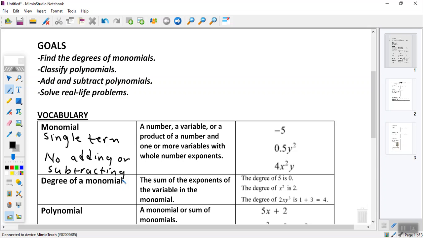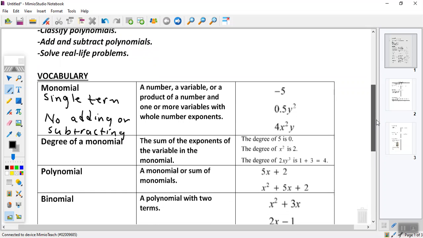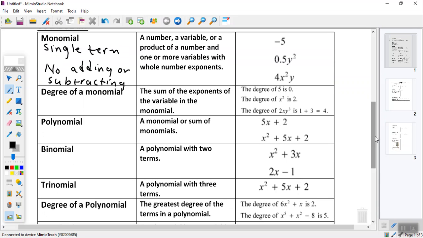All right. Now, the degree of a monomial, kids. The degree of a monomial is the, what's the word here I'm pointing at? Sum, meaning what operation? Addition. It's the sum of the exponents of the variables in the monomial. So take a look. Variable is a what, kids? What do we say a variable is mathematically? A letter used to represent a number. You bet. So the variable is going to be some kind of a letter.